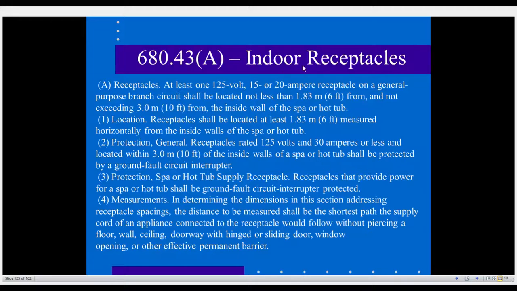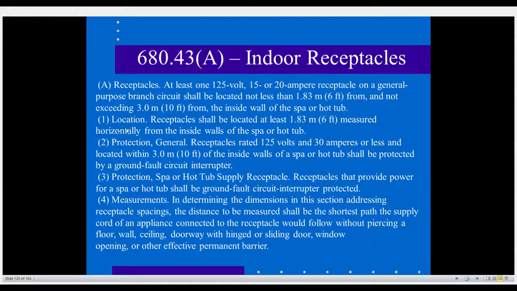All right, indoor receptacles. You have to have at least one 125 volt, 15 or 20 amp receptacle. It can be on a general purpose branch circuit. It doesn't have to be anything dedicated. It needs to be located not less than 6 feet from and not more than 10 feet from the inside wall of the spa or hot tub. So we have to have that one within those dimensions, and that's at least one. Could I have more? Yes, and we'll cover the protection of those down here. But I have to have at least one in there.